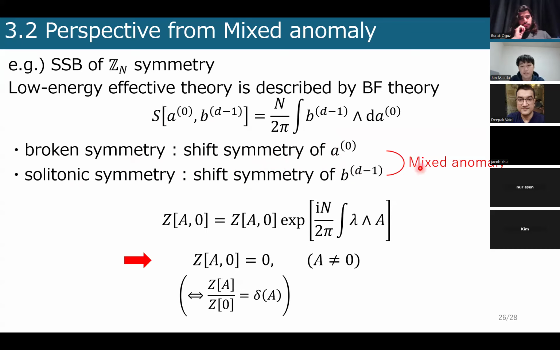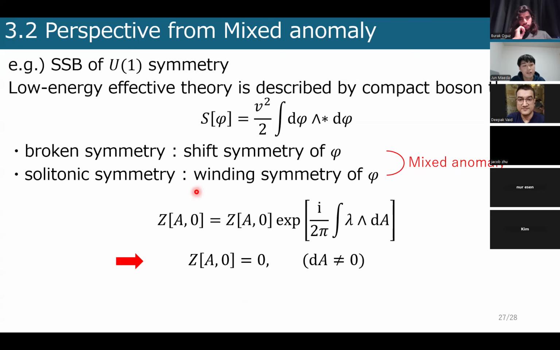And it is known that there is a mixed anomaly between them, and we can calculate the expression of the anomaly as follows. And then from this expression, we find that if A is non-zero, then the anomaly appears, and therefore this Z[A] must vanish because of the phase ambiguity. And this result reproduces the previous result, the vanishing behavior of the partition function in the SSB phase. So this is consistent with the previous result.